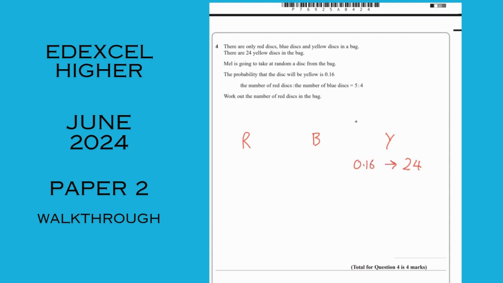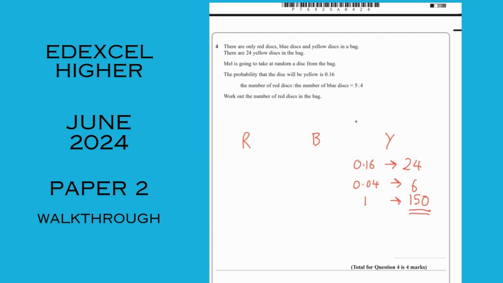I'm going to do this the non-calc way, because I very much think this could easily be on a non-calculator paper. I'm going to divide by 4 for reasons you'll see in a sec. And the reason is because 0.04 goes into 1 25 times. So I get that there are 150 discs in the bag.